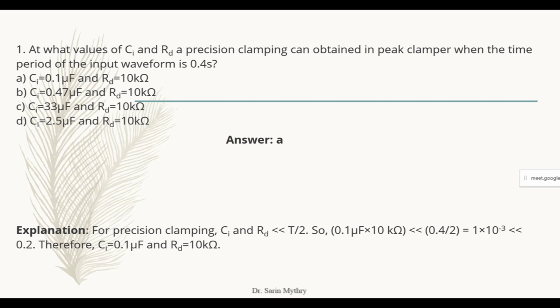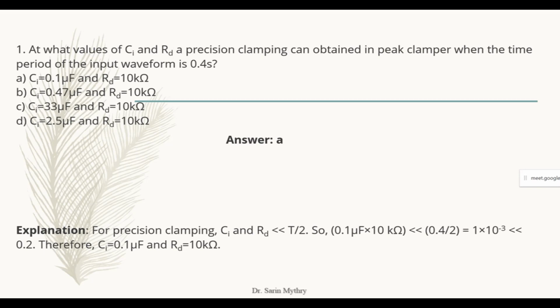For precision clamping, Ci times Rd has to be lesser than T by 2. The time constant has to be lesser than T by 2, so 0.1 microfarad into 10 kilo ohms will be almost lesser than 0.4 divided by 2. If you do some simplification over here, your answer is going to be Ci equal to 0.1 microfarad and Rd equal to 10 kilo ohms.